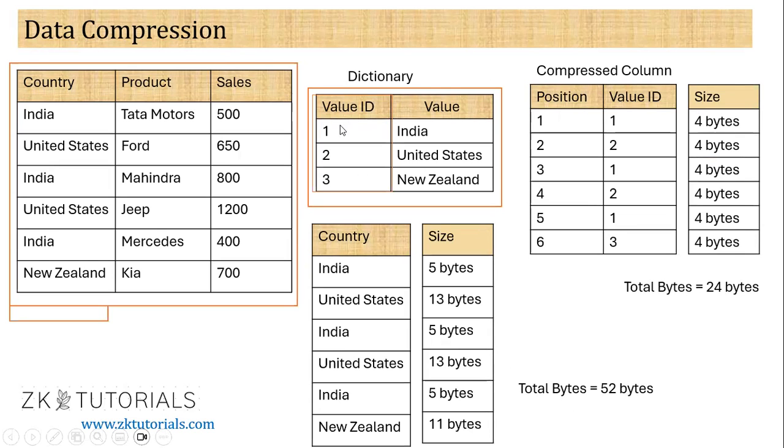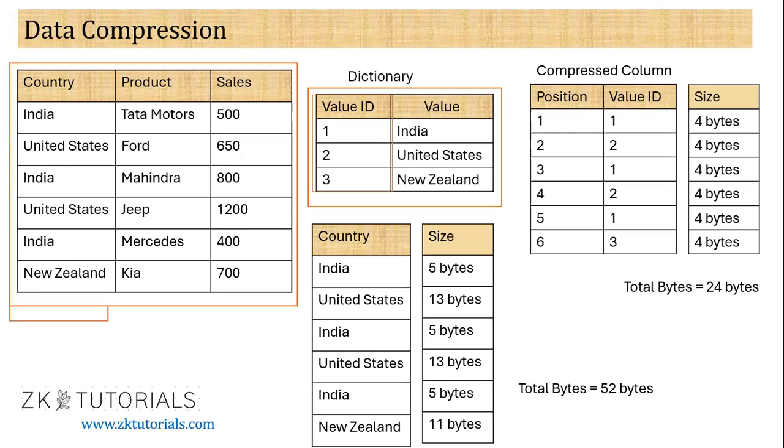But if we are storing this using the compressed column, here you can see it will take a total of 24 bytes if you are storing using value IDs, and if you are storing with the actual names, it will take 52 bytes. So here you can see the difference. The difference may be more if the length of the data in the column country is more. SAP HANA is so intelligent that it directly works on compressed columns, not on actual columns. So this is how data compression works in SAP HANA.